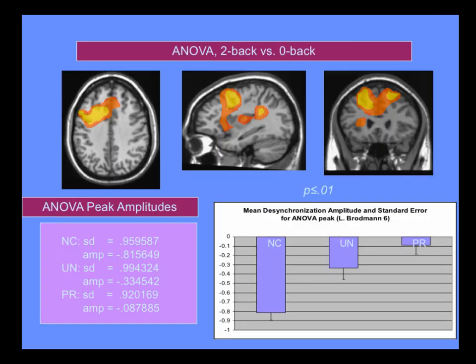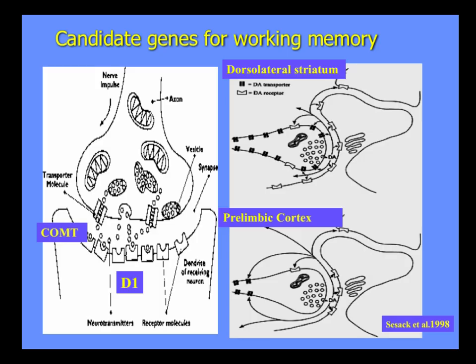This is just the ANOVA for those three groups, showing you where the differences are, which, although it wasn't quite DLPFC, the ANOVA peak was actually in Brodmann 6, but it's very close by. The other thing that we can do is relate this to genetics. Again, this isn't as specific to MEG, but the reason for the sibling study was to do genetics on these subjects.